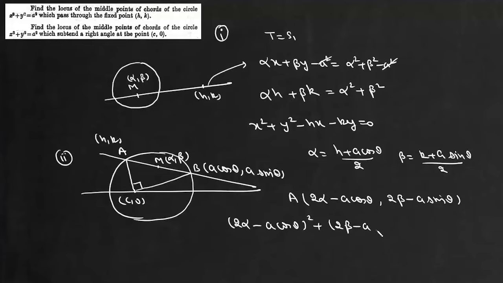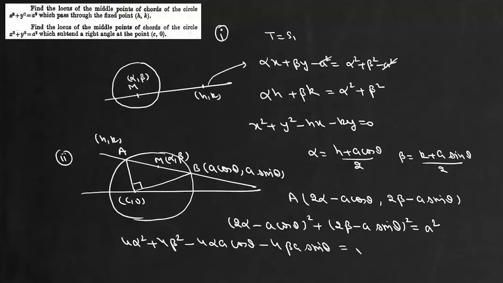Now this point A lies on this circle, so we get 2 alpha minus a cos theta whole square plus 2 beta minus a sin theta whole square will be equal to a square. Since it lies on this circle, we'll get 4 alpha square plus 4 beta square minus 4 alpha a cos theta minus 4 beta a sin theta, and here a square will cancel. So we'll get this as equal to 0. So the condition that we'll get here is alpha square plus beta square will be equal to a alpha cos theta plus beta sin theta, and that's our first equation.